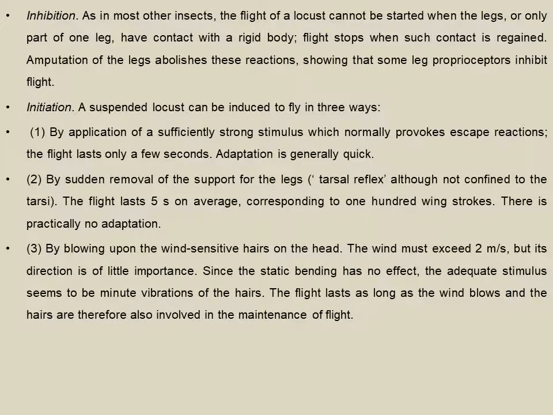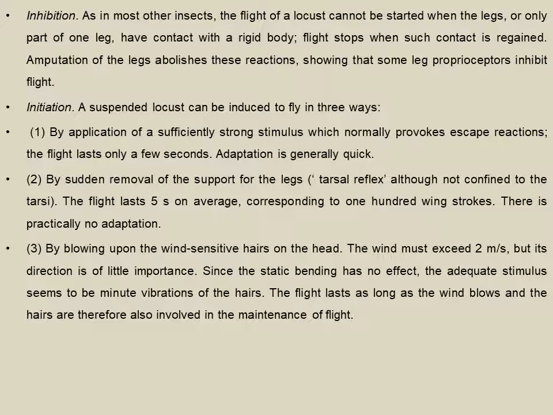Inhibition. As in most other insects, the flight of a locust cannot be started when the legs, or only part of one leg, have contact with a rigid body. Flight stops when such contact is regained. Amputation of the legs abolishes these reactions, showing that some leg proprioceptors inhibit flight.